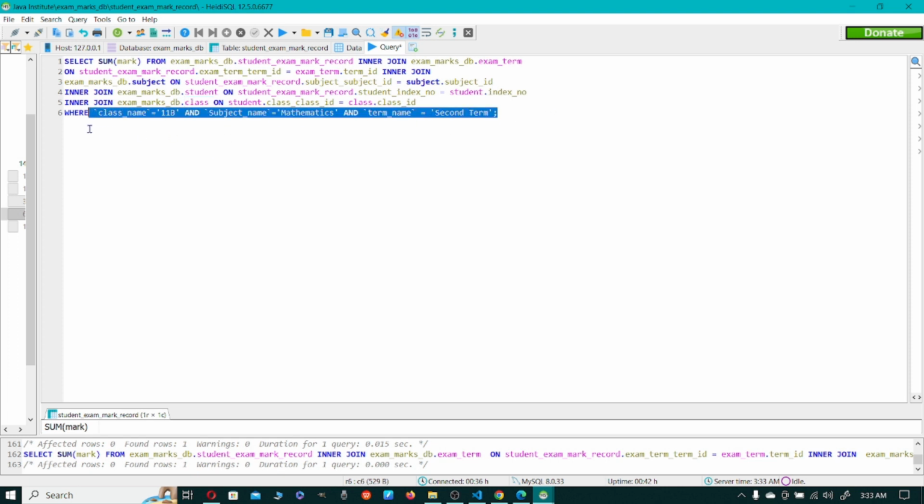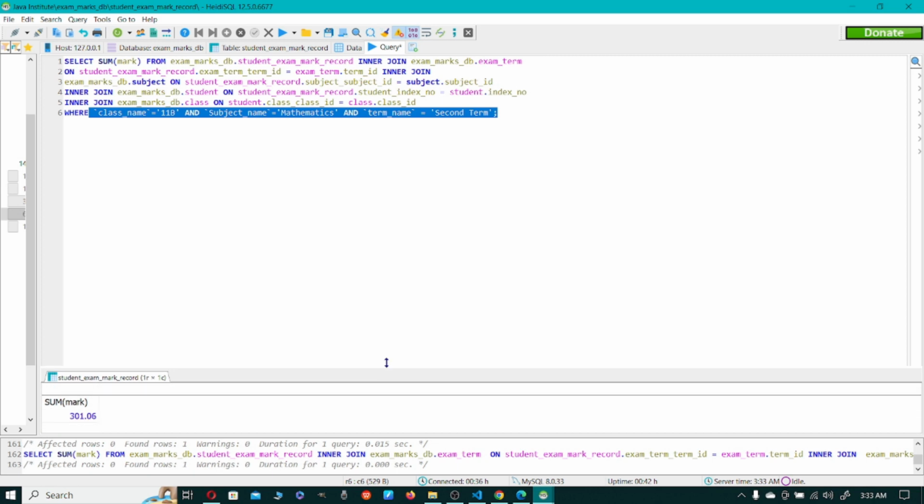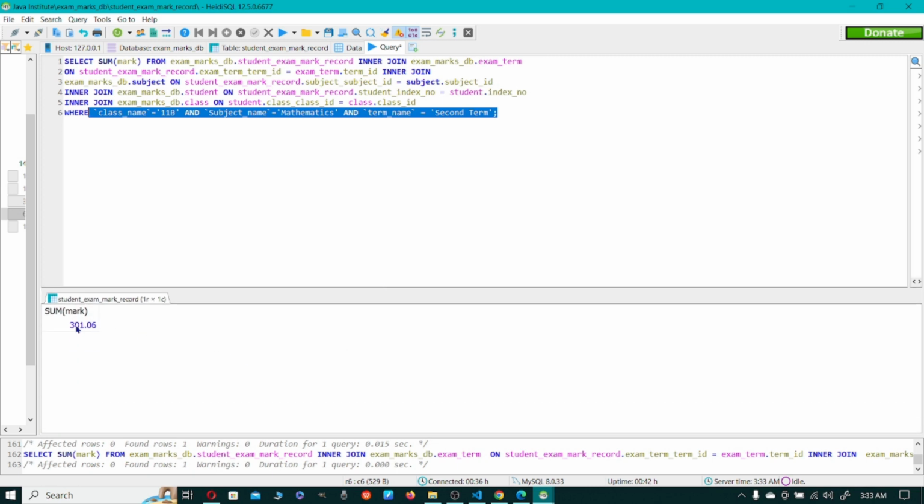Moving on, this will be our condition, and I will show my answer. The answer is 301.06. So that would be the end of the discussion of question set 26 as well. And thank you.